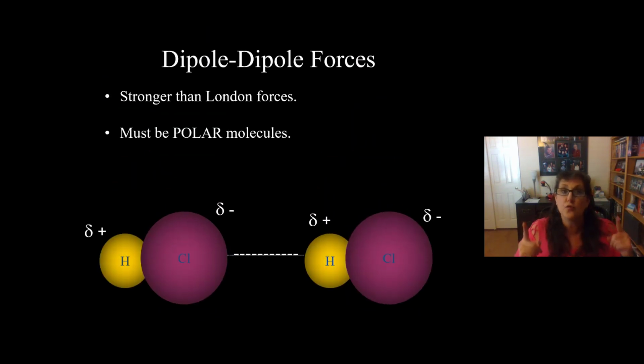Again, this is stronger than London dispersion forces, and we have to have polar molecules for dipole-dipole. Dipole just means two poles. So each molecule has two poles, a plus and a minus pole. So dipole-dipole, two polar molecules for this force.